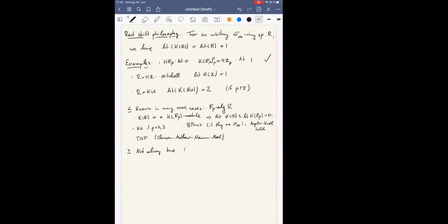This is an example I heard from Aki and Matthew after I gave a talk, but it might also be known to some other people. So let's take the Tate construction on HF2. This has height -1. So if we invert 2, it's 0.